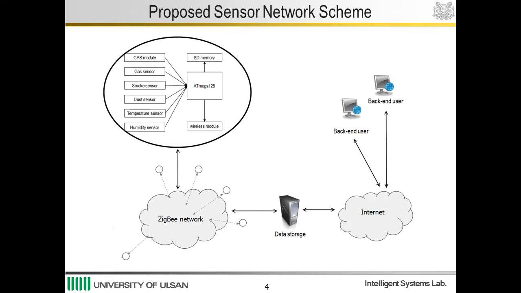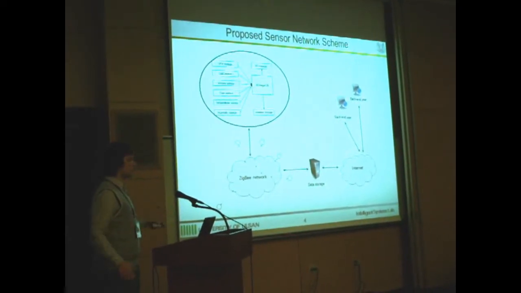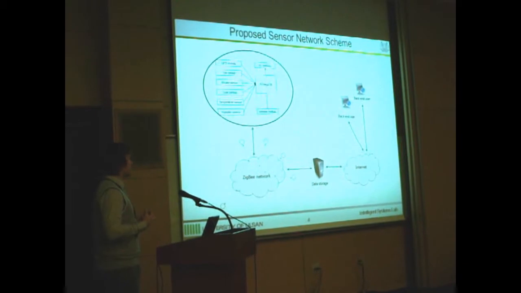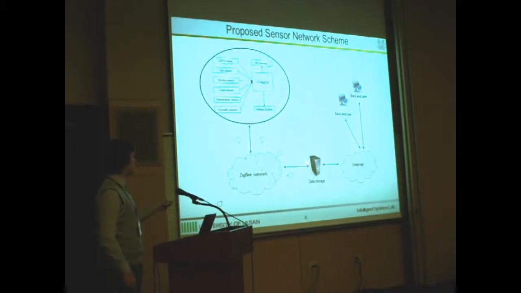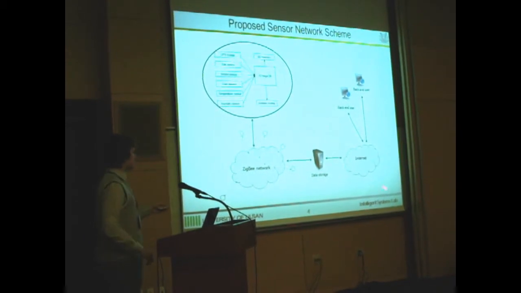This network consists of sensor nodes. I'll tell about the sensor node later. All sensor nodes are connected using a ZigBee network, and this ZigBee network sends data to the data storage, a PC with the MySQL database, and back-end users, like operators, can receive this data using a graphical user interface from the data storage using the internet. So we connected the ZigBee network and the internet.